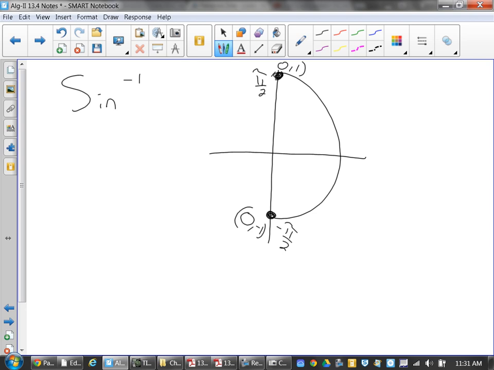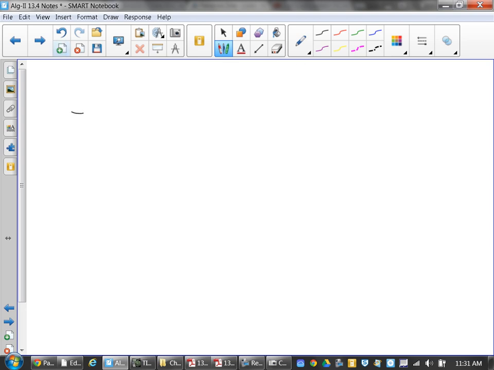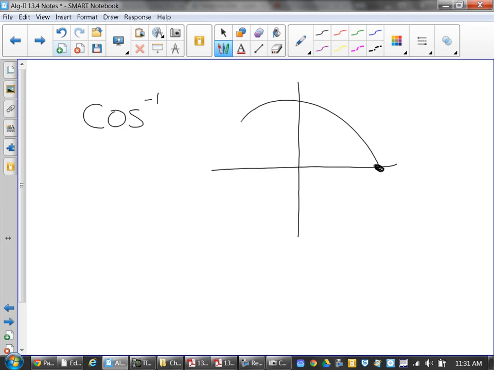Cosine's a little bit different. When we're working with cosine inverse problems, we're going to be looking at cosine values between the first and the second quadrant.